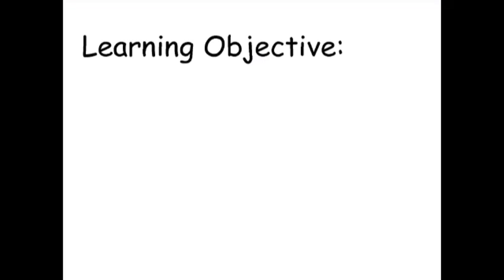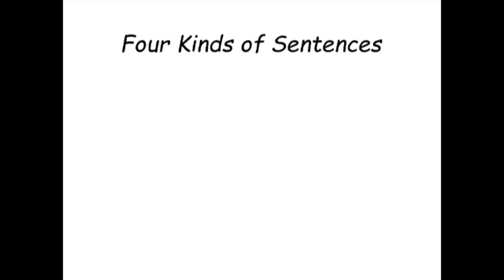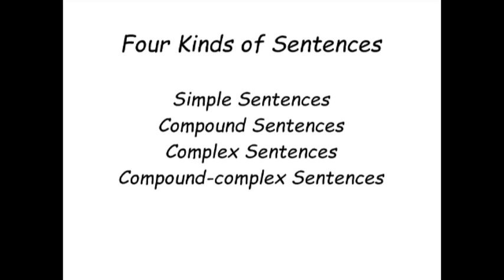So our learning objective for this video is to identify the different kinds of sentences according to structure used in a paragraph. Now, we have four kinds of sentences, namely simple sentences, compound sentences, complex sentences, and compound complex sentences. We are going to start first from simple sentences.